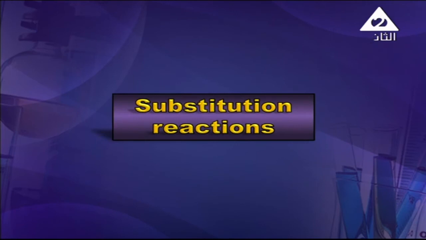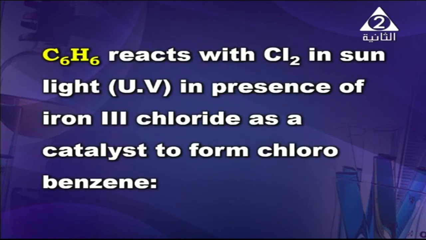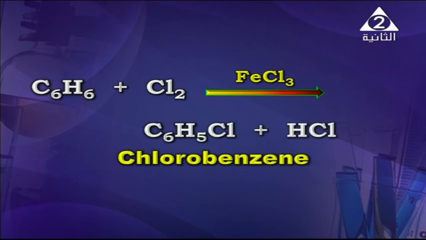The substitution reactions. Halogenation reaction. Here benzene reacts with chlorine in the presence of iron 3 chloride as catalyst to form chlorobenzene. As the equation proceeds on the screen, C6H6 plus Cl2 in the presence of iron 3 chloride as catalyst gives C6H5Cl plus HCl, and here chlorobenzene is formed.